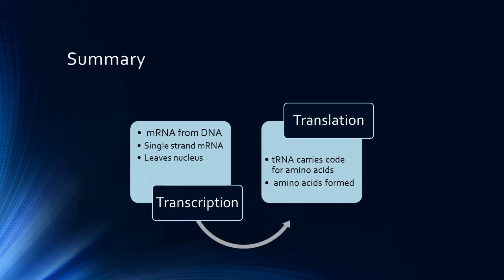So to summarize, two processes are involved in protein synthesis. In the first process, which we call transcription, a messenger RNA is made using a DNA template in the nucleus. In the second process, which is called translation, a tRNA would bring in an amino acid which contains a triple codon. This allows the formation of polypeptide chains and eventually a protein.